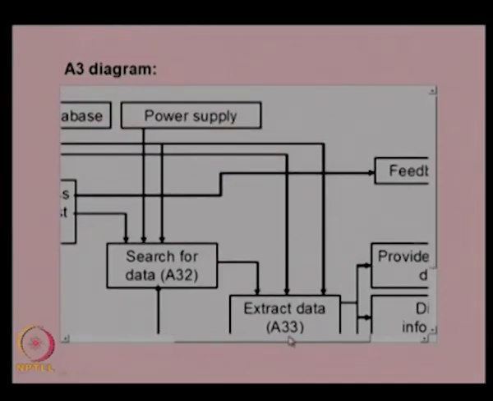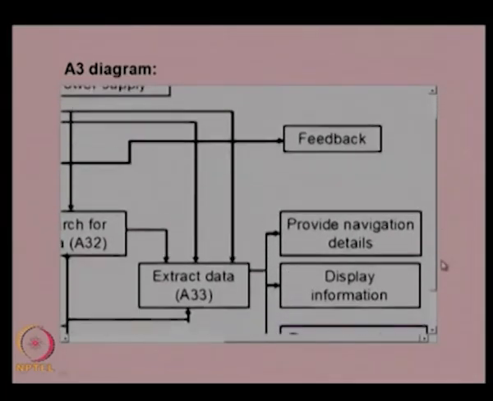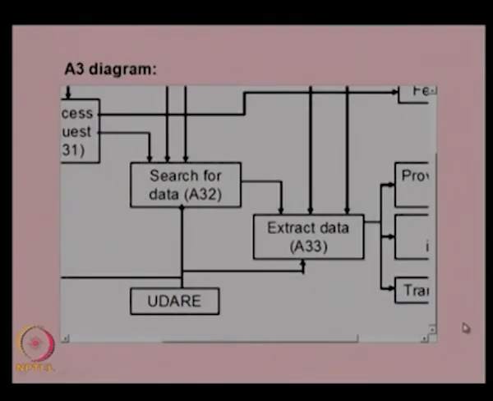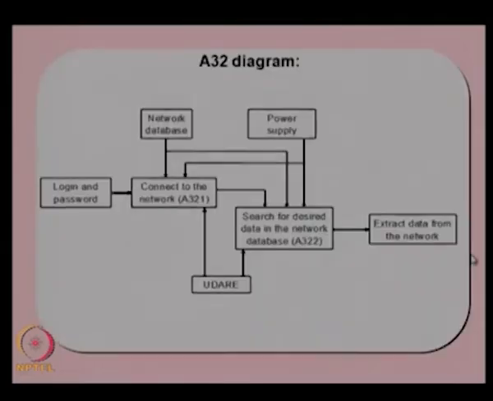So, you can see the various feedback and outputs, provide navigation details, display information and transaction details, all shown over here. Now, if you decompose this function A32 further, then you will get the A32 diagram, which is a level 2 diagram. In the level 2 diagram we will try to decompose the function A32 into its subcomponents. So, we can see that here A321 and A322 are the 2 sub functions of A32.